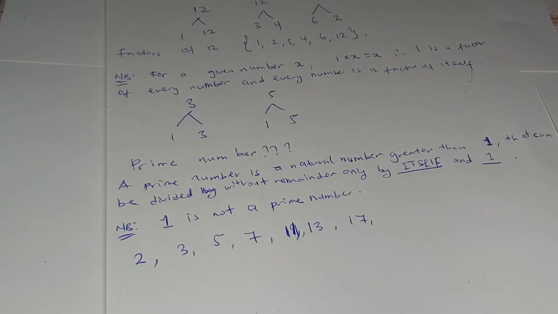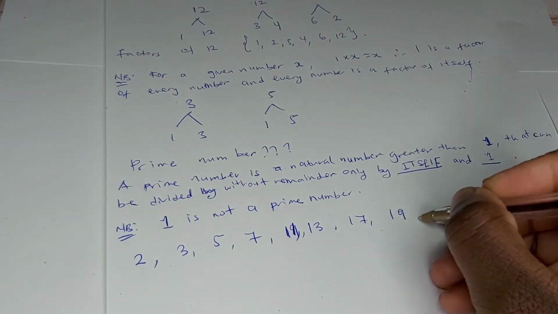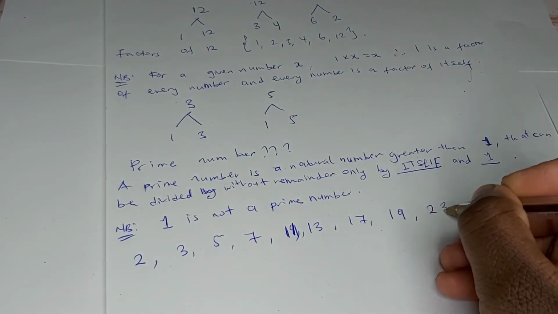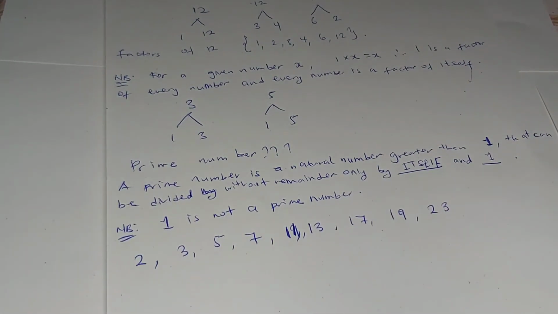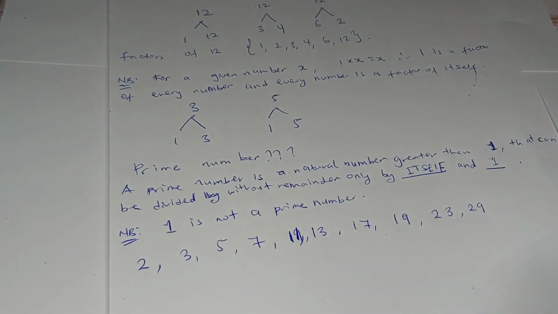So it is not a prime number. And then we have 19. We have 23. 21 is not a prime number because 3 times 7 is 21. And then we have 29. So these are the first prime numbers that we have.